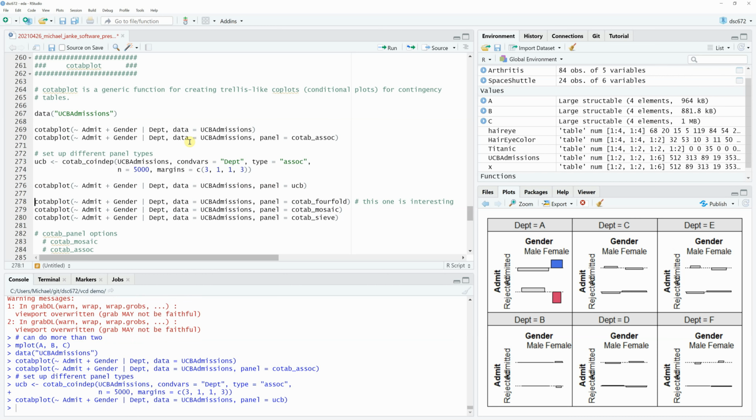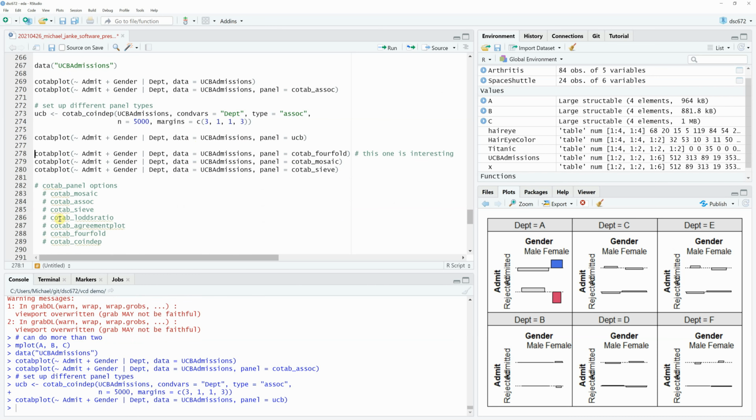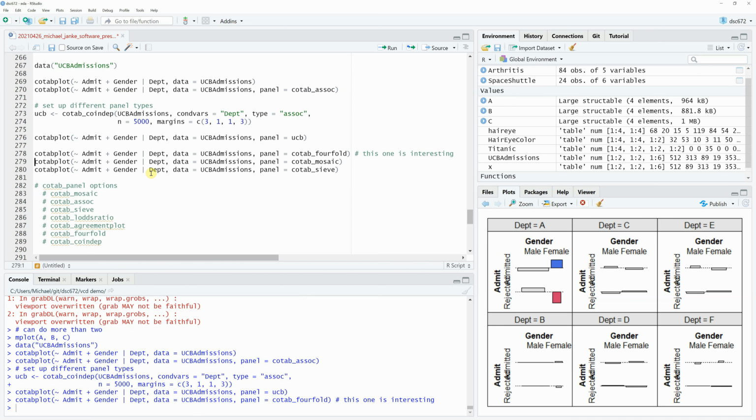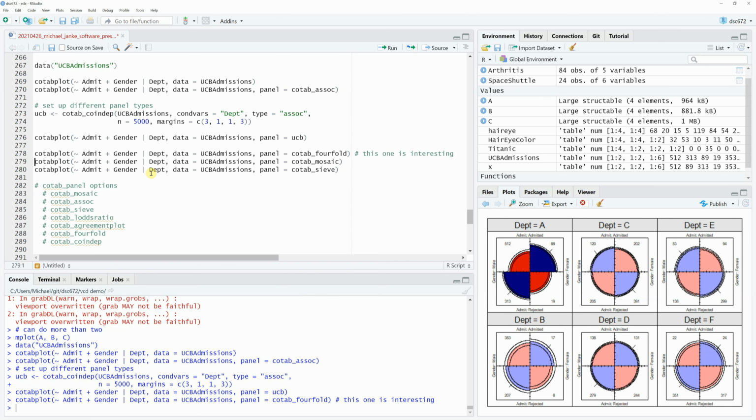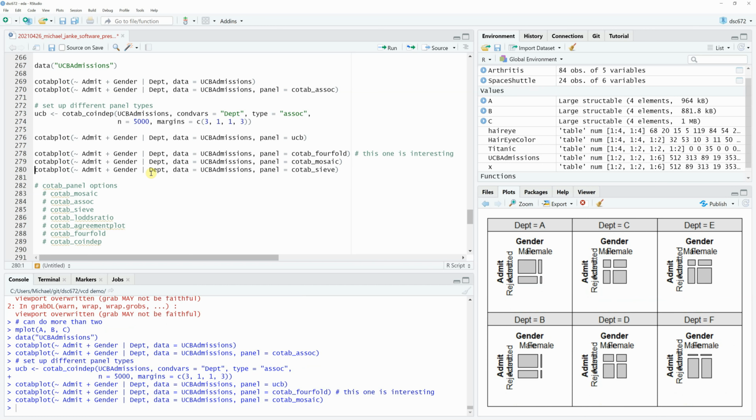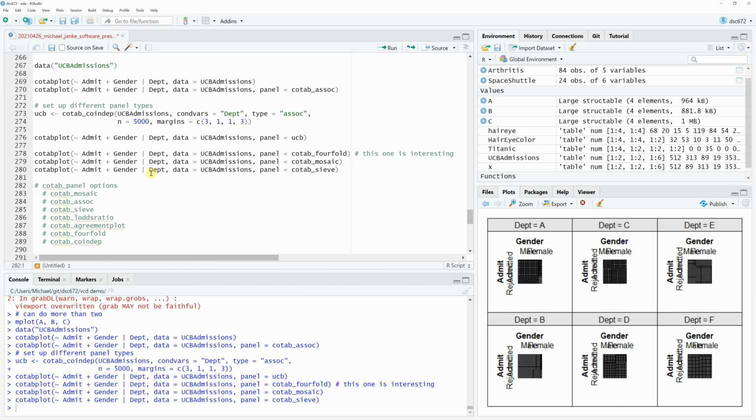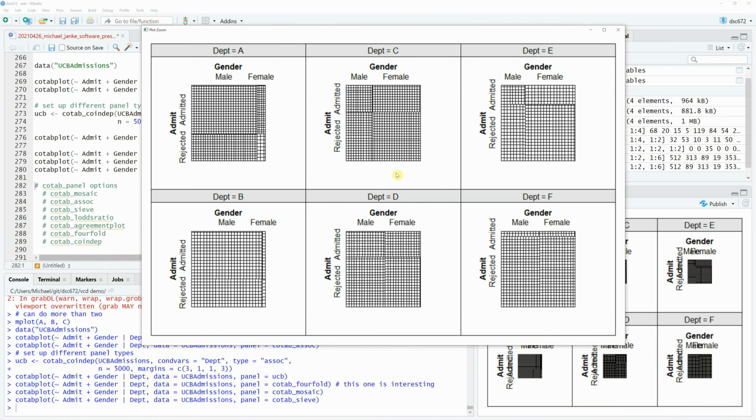And again, as I said, you can do multiple different kinds. Here's a list of all the different options you can pass to cotab panel. Here's a fourfold. We saw this earlier, which was interesting. Again, a mosaic like we saw, and another example of a sieve plot. This is actually hard to read, even when you blow it up. Without any coloring, I don't know how useful this is, but it is an option. Perhaps if you have lower counts, it's more useful. So we can explore some of these other ones at some point.